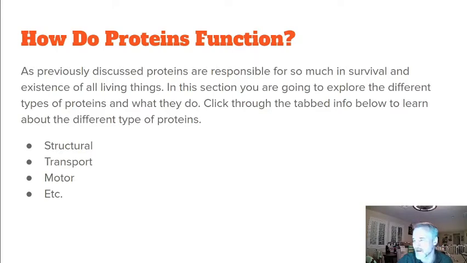So on Canvas, when you get to this page, you're going to have a little drop-down menu. So you could click on the structural one, and it would talk about the different structural proteins. And you could click on the transport tab, and it'll have another one, and a motor tab, and so on. So there's several tabs that you can click on that you can look at these different types of proteins, okay? So make sure you do that when you're going through the Canvas part.